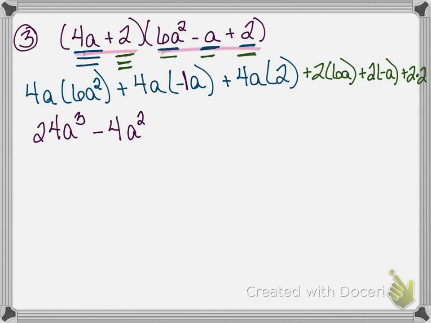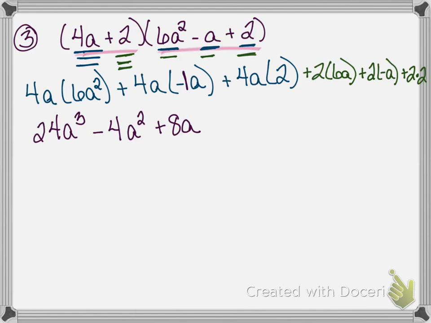Okay. Now I have 4a times 2. 4a times 2 is 8a. Okay. Now, I actually made a mistake right here when I was writing these down.